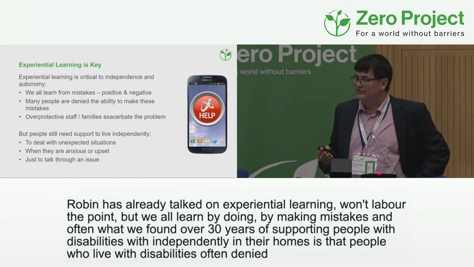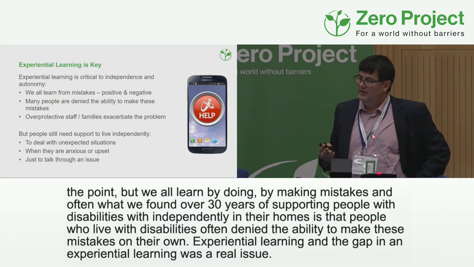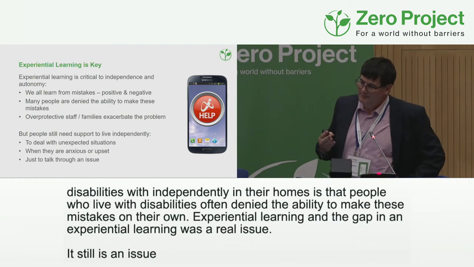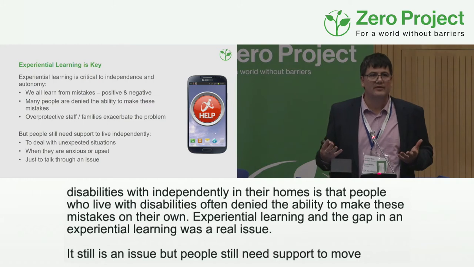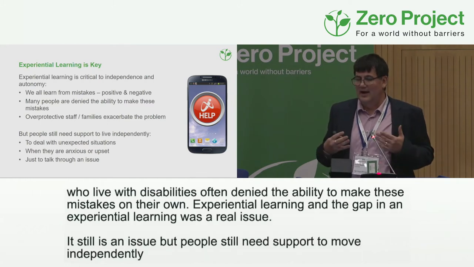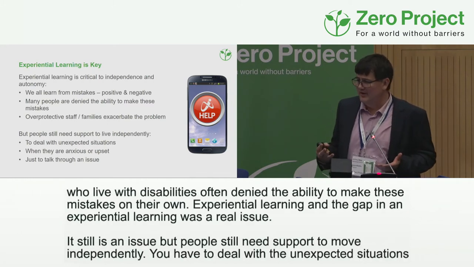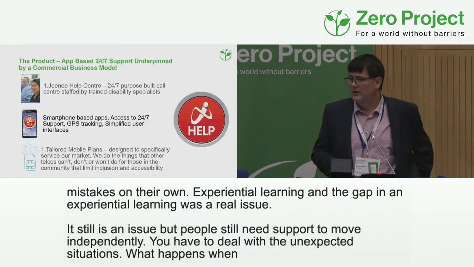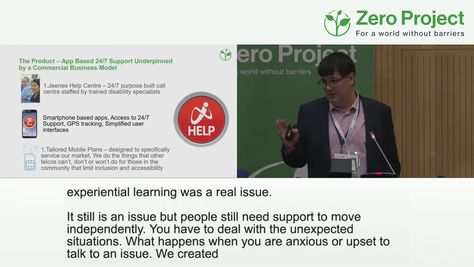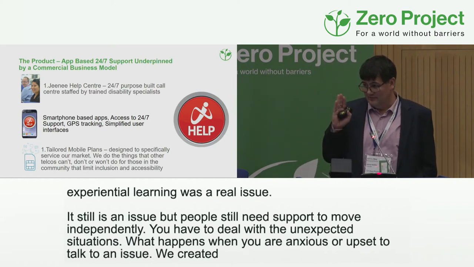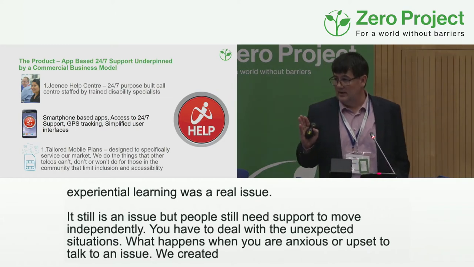It still is an issue, but people still need support to live independently. You've got to deal with the unexpected situations, what happens when you're anxious or upset, or just to talk through an issue. So we created what we call our 24/7 help service, our Big Red Button app, and it is literally just an app that sits on a smartphone.